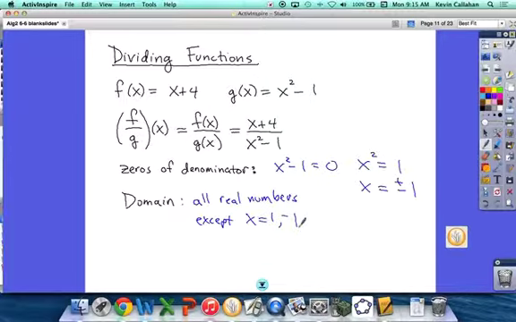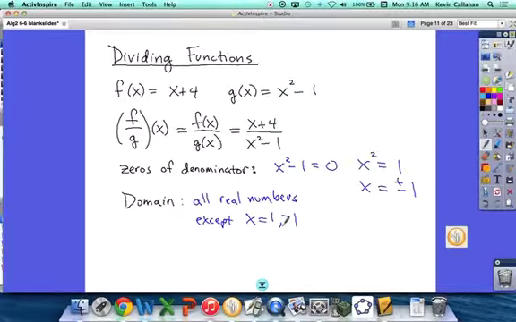Remember, x is considered the independent variable. When we make a table of values, it's always the question, where are you getting your x values from? You pick them. You get to pick them. The domain is telling you which numbers you can pick from, right? In this case, you can pick from any real number, but just don't put in 1 or negative 1. That's what the domain is.